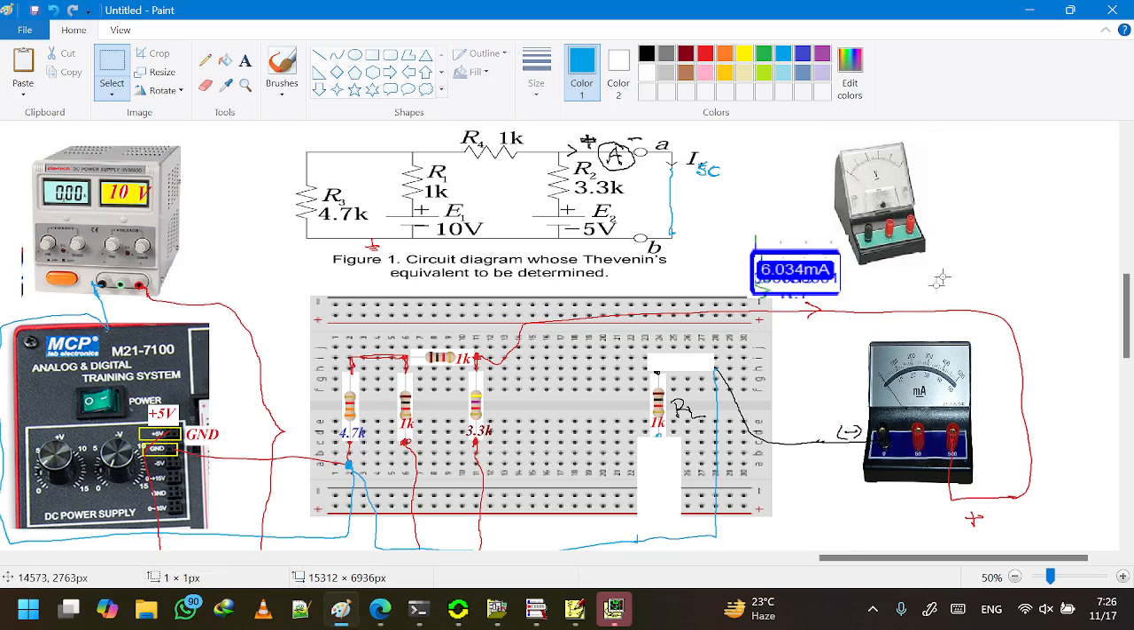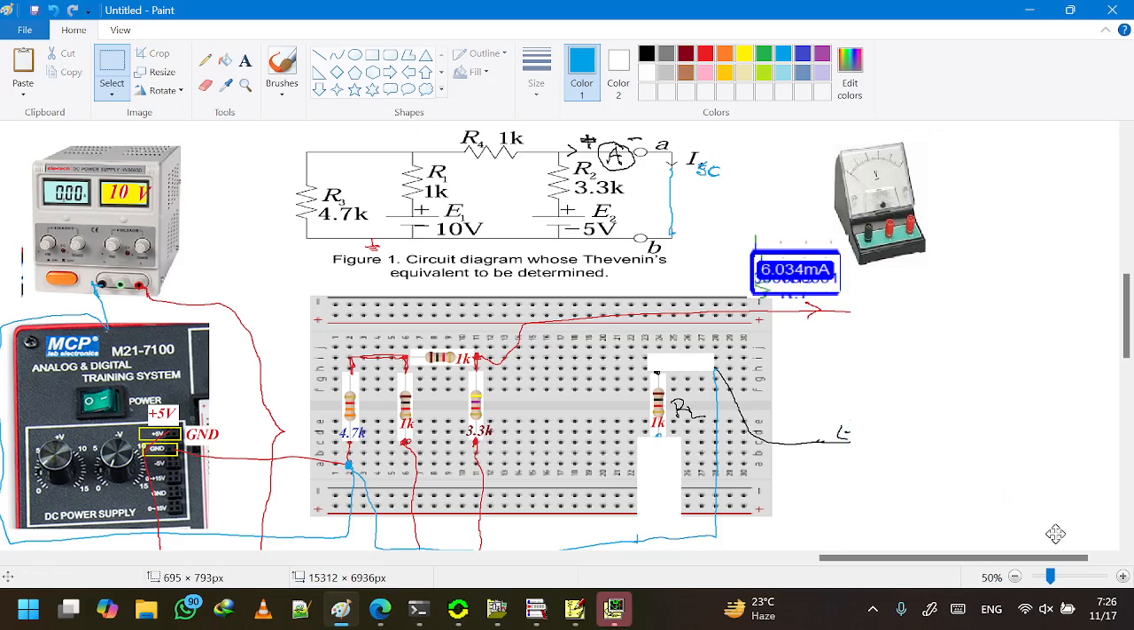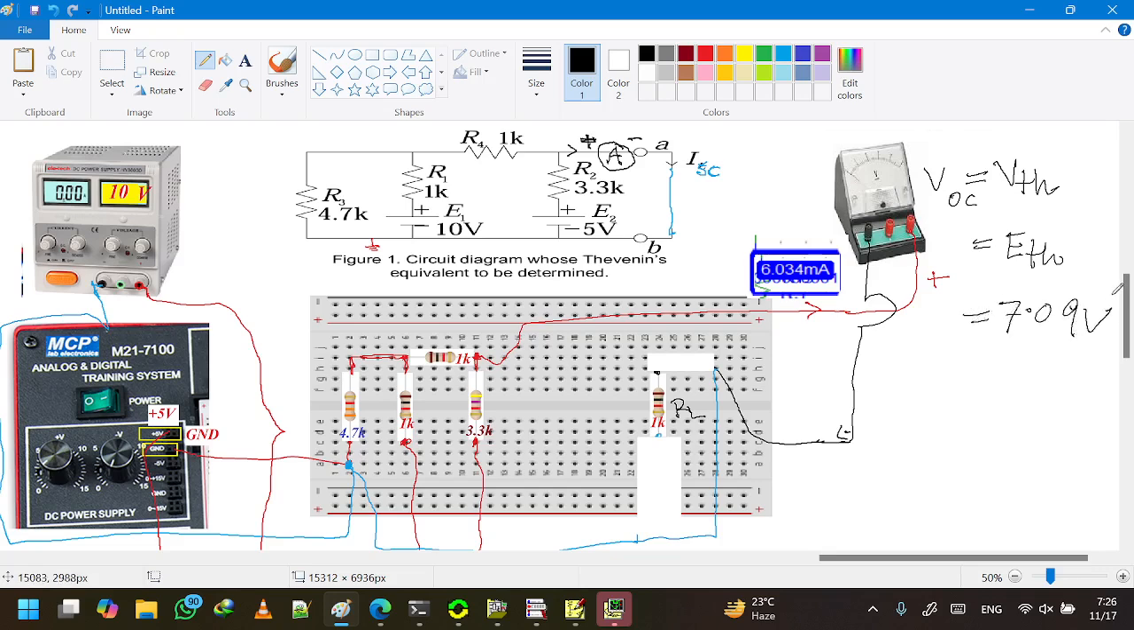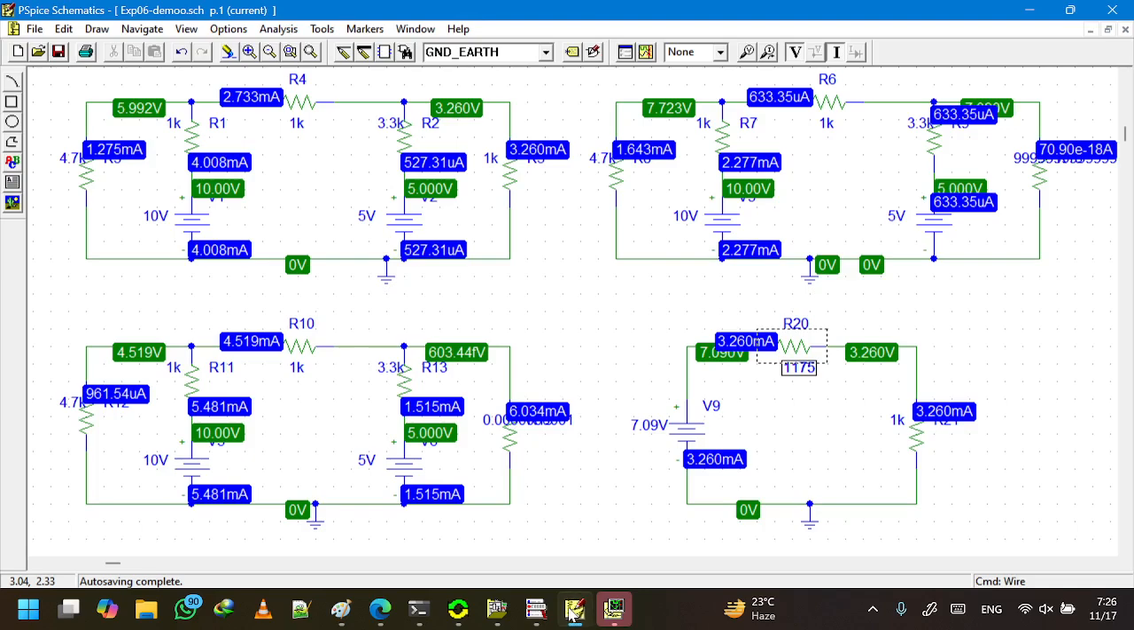So we delete the ammeter and connect a voltmeter in the same fashion as we had earlier. So the positive terminal should connect to the plus side, and the negative terminal of the voltmeter should be connected to the minus side. So this voltmeter will give us the VOC or open circuit voltage, which is the VTH, or in our lab sheet, which is known as ETH. This will be 7.09 volt as shown in our simulation.